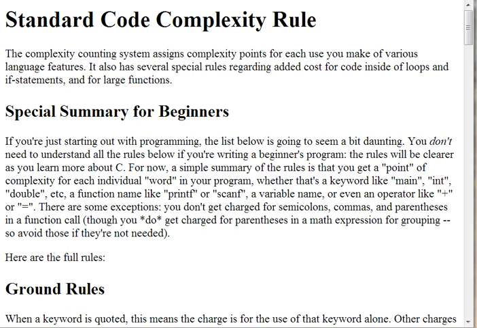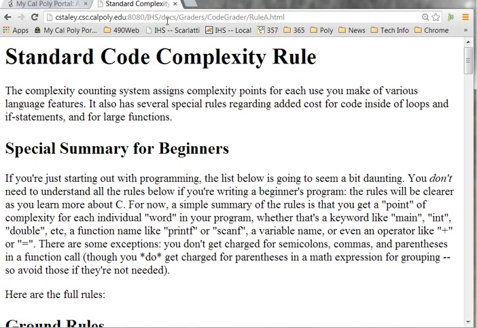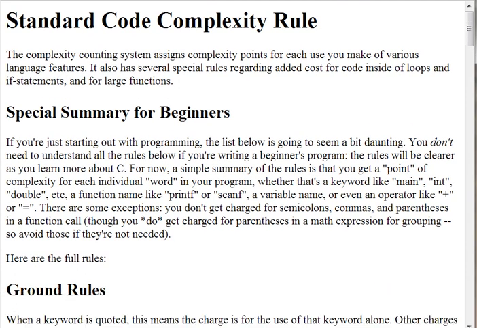Now, the exact rules for the complexity metric are given in the IHS documentation, which is linked from any code-based IHS exercise. As of this writing, the link is IHS root, whatever that might be, and docs graders code grader rule a.html. So please find and read this document before going further.